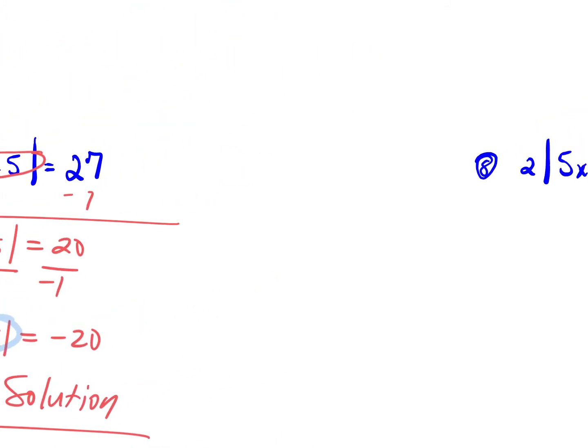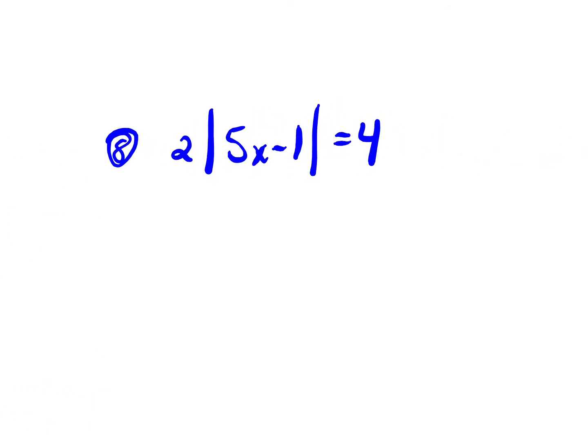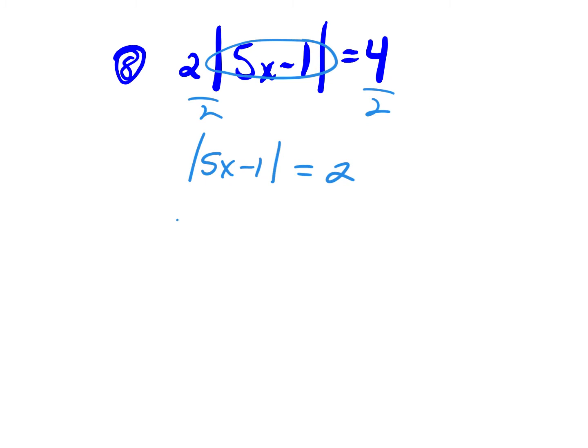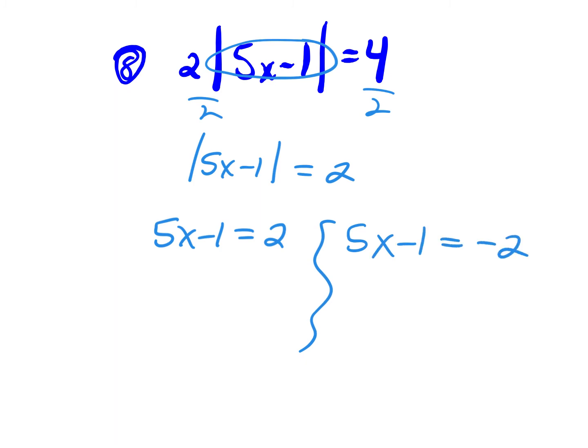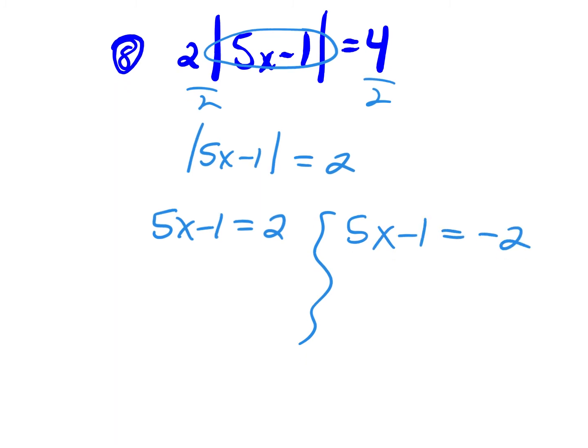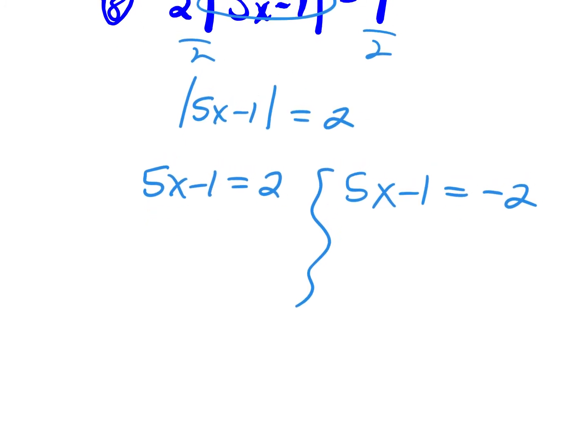All right, let's look at number 8. Isolate first. Divide both sides by 2. So I have the absolute value of 5x minus 1 equals 2. Is that a possibility? Yeah. So now we write two equations. We say 5x minus 1 equals positive 2, and 5x minus 1 equals negative 2. Good. This is fewer steps than our inequalities.